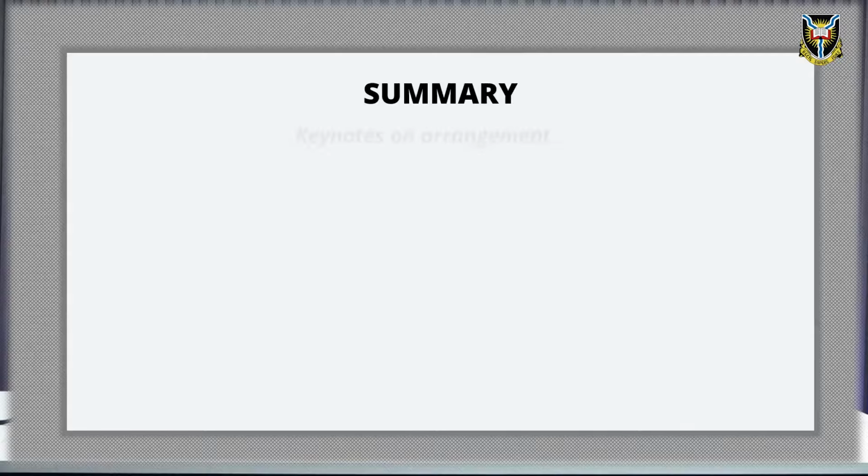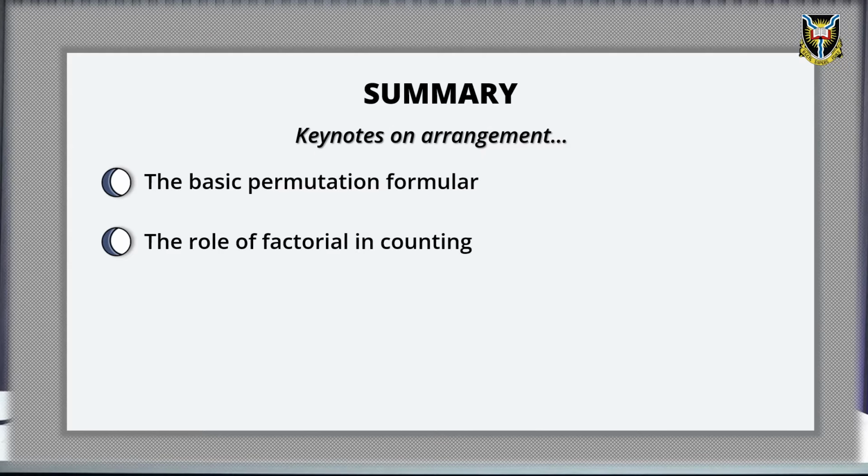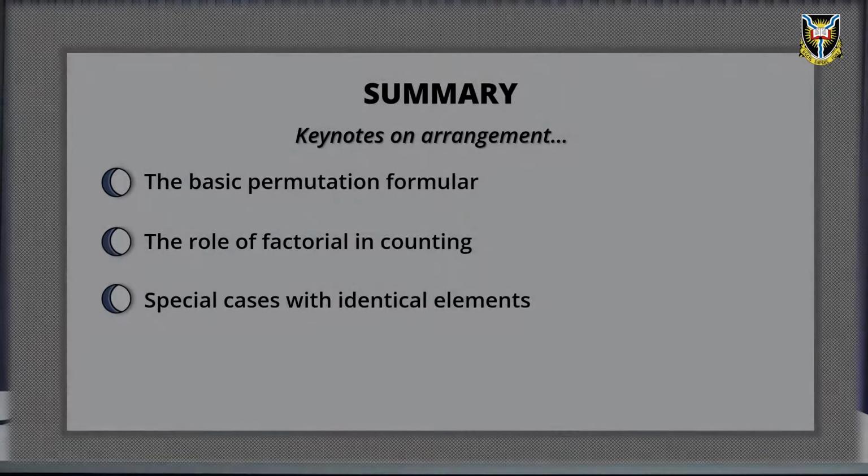So when we're talking about arrangements, some of the things that we have to put in mind is that the basic permutation formula for computing different objects should be noted, and the role of factorial in counting should also be noted. And like I mentioned the other time, the special cases with identical elements are also meant to be noted, because this is very important, especially in solving practical problems. That will be all about permutation.